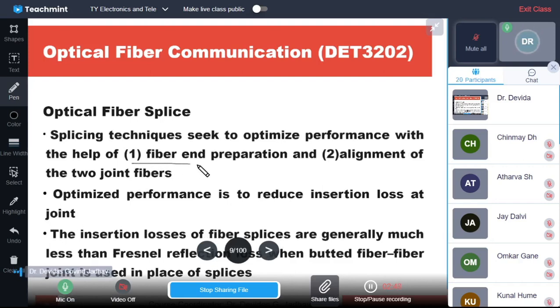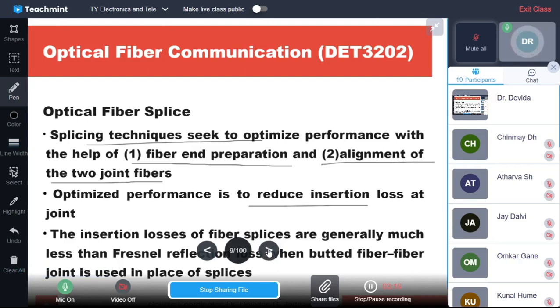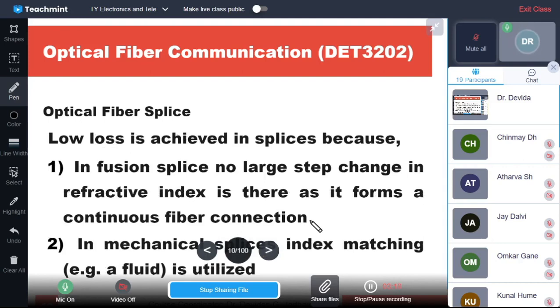So in splicing, fiber preparation, end preparation and alignment are the two important techniques to optimize the performance and reduce the insertion loss. Optimizing performance means reduction in insertion loss, and insertion loss of fiber splices is generally much less than Fresnel reflection. For reducing Fresnel reflection, the fibers are applied with a matching material, index matching material, and if lenses are there, those are applied with anti-reflective coating.